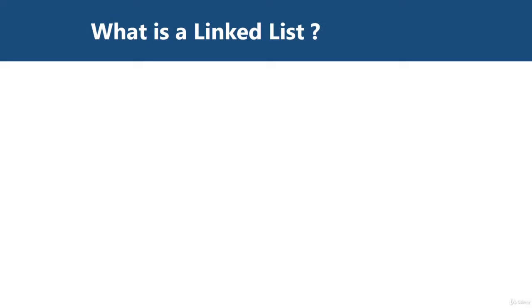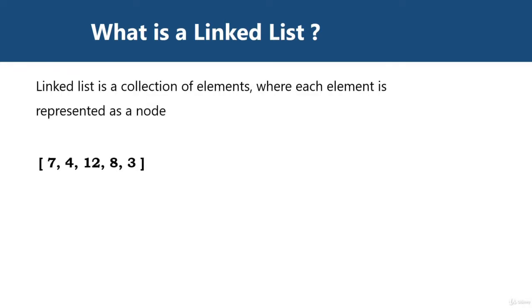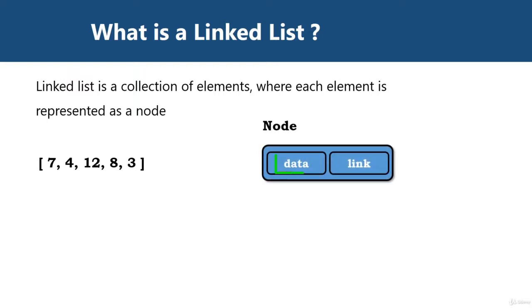Now let us talk about linked lists. A linked list is a collection of elements where each element is represented as a node, and each node contains the data or element along with a link to another node. A node is a location in the computer's memory. For each element, a linked list creates a node in the memory.